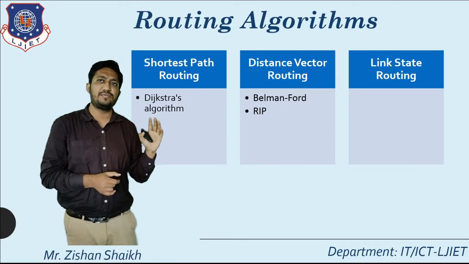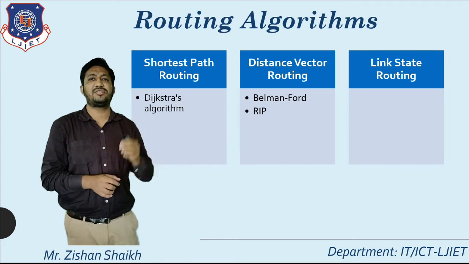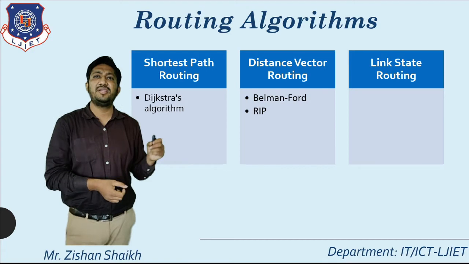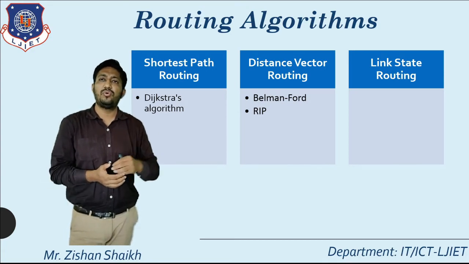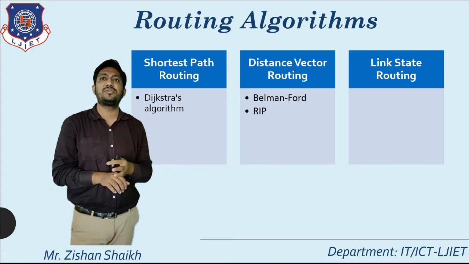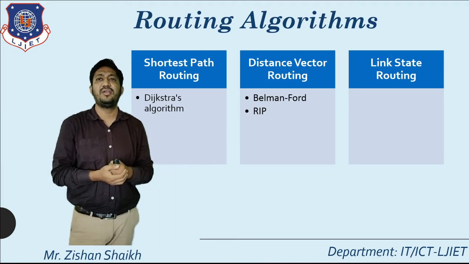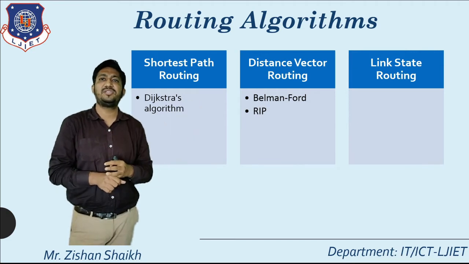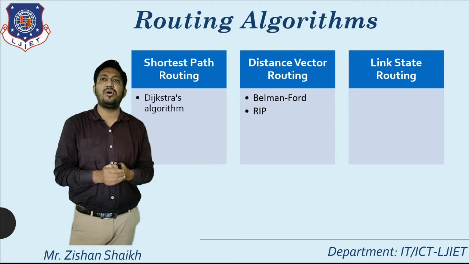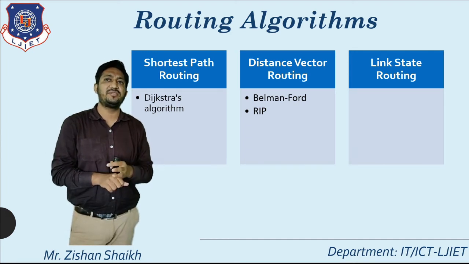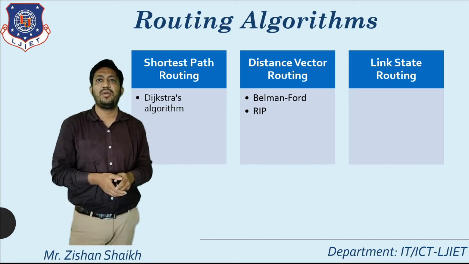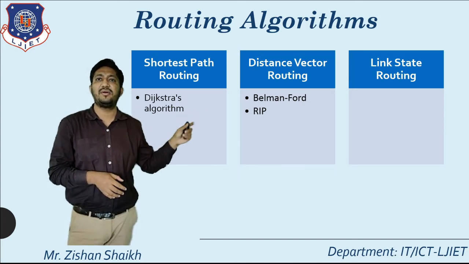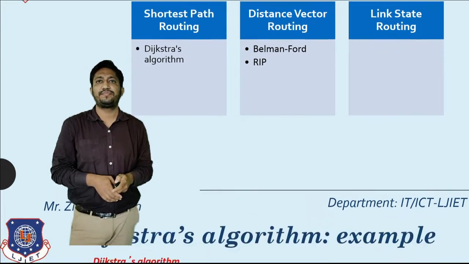For these categories, we can use different algorithms: shortest path, distance vector or link state. The shortest path takes the minimum distance from a particular node to its adjacent neighbor nodes, from source to destination, and the minimum one is considered. Next is distance vector, where we can use Bellman-Ford or RIP. RIP has different versions that will be reviewed under RIP. Basically in this video, I will try to cover the first part, which is all about the Dijkstra algorithm.